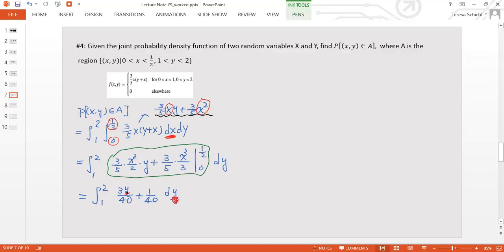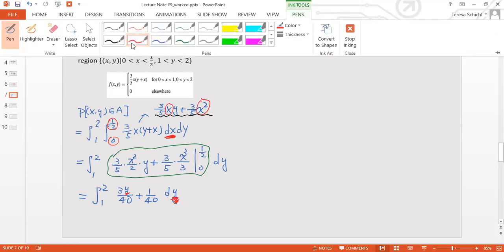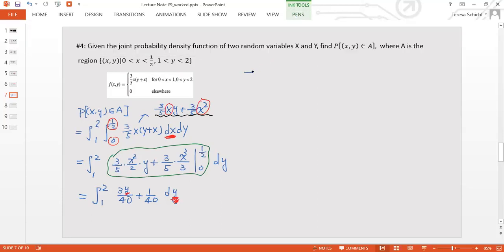Now, for the second layer, you integrate with respect to y, so you need to take a look at the y's here. The integration here is 3 over 40 times y squared over 2, and then the 1 over 40 is a constant, so it just becomes y over 40. And your bounds here are 2 and 1.